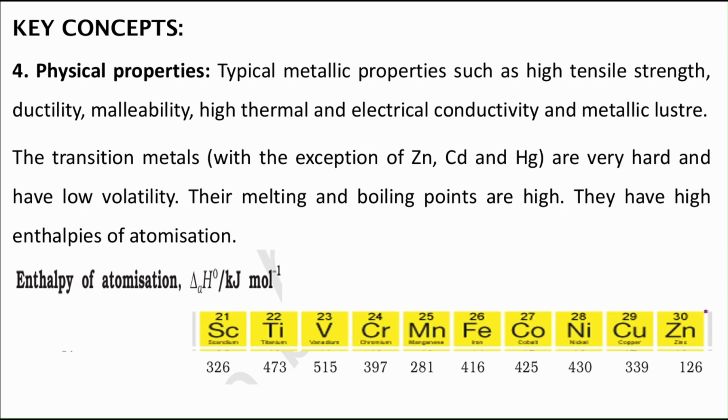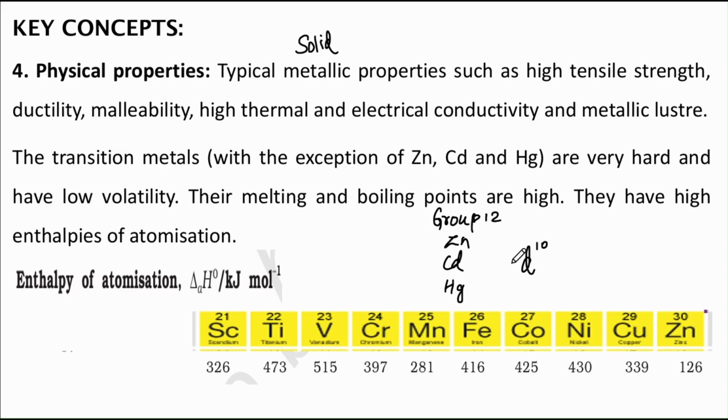The next point is their physical properties. They are solid metals with high tensile strength, ductility, malleability and thermal conductivity. That is, they are good conductors of heat and electricity. This holds for the transition elements except zinc, cadmium and mercury. The group 12 elements, zinc, cadmium, mercury, have the general configuration in which the d orbitals are fully filled and the s orbital is also fully filled.